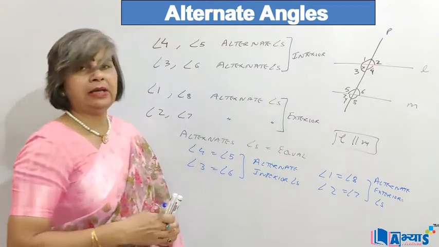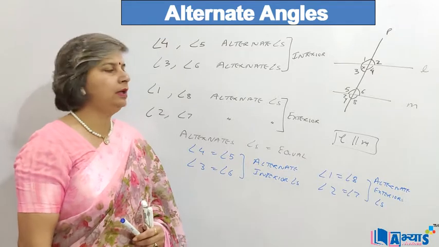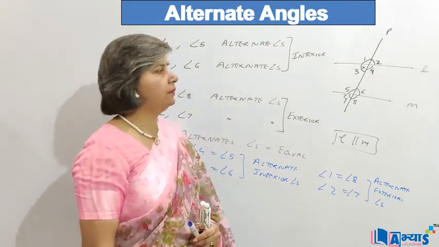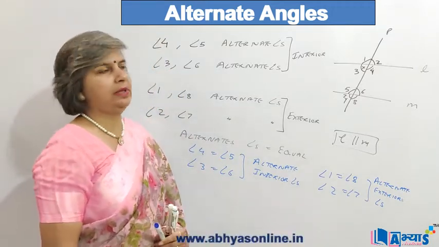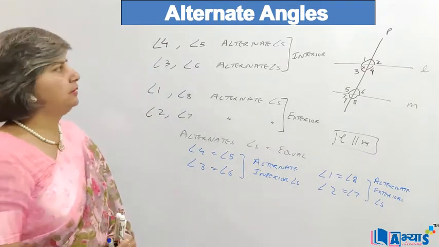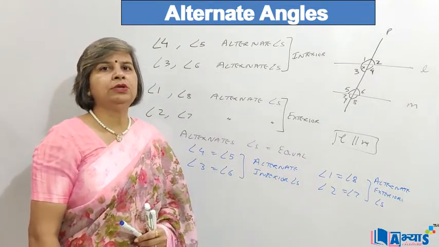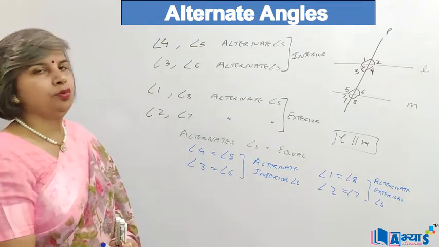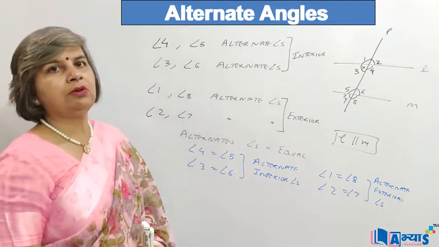So we can say that when the lines L and M are parallel to each other, in this special case the alternate interior angles are equal and alternate exterior angles are equal. Otherwise, if the lines L and M are not parallel, then they are not equal to each other, but still they are alternate angles. So whenever a transversal cuts a pair of parallel lines, alternate interior angles are equal and alternate exterior angles are equal. We should be very clear that we have two pairs of alternate interior angles and two pairs of alternate exterior angles, and in case of parallel lines, these pairs are always equal.